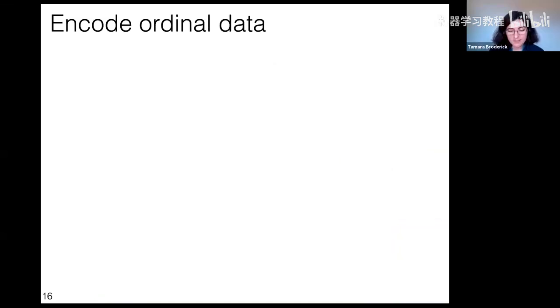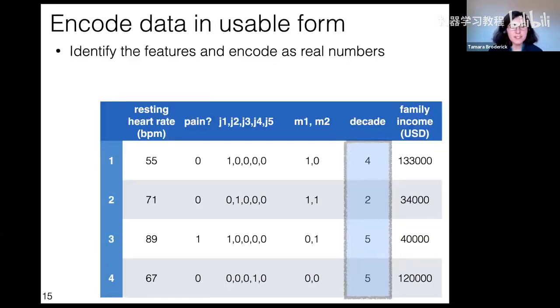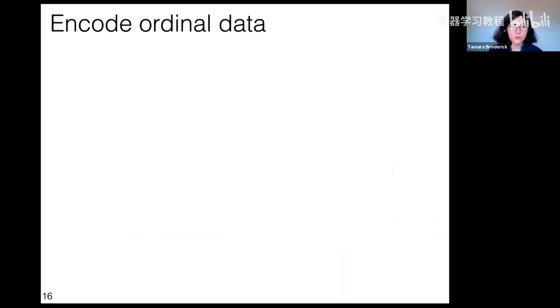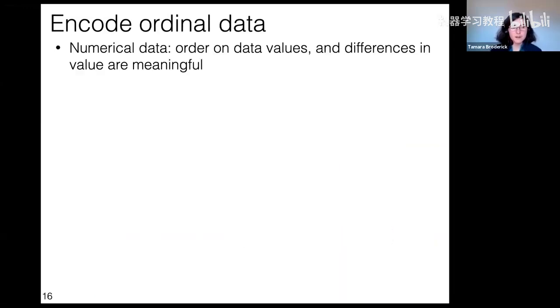Okay, so that's decade. Now I'm just going to take a little bit of a detour for something that we don't have in our data here, but could come up. And that's something called ordinal data. So we've talked about a few different types of data at this point. We've talked about numerical data, where you have an order on your data values and the differences in value are meaningful. This is sort of the default type of data that we've been talking about in this class. It's the data that we assumed X was in to begin with. It's sort of the easiest type of data in some sense.